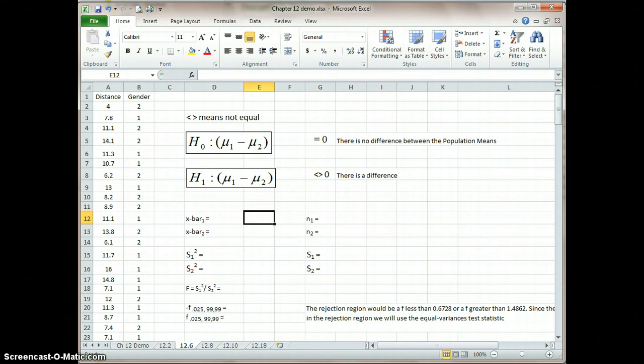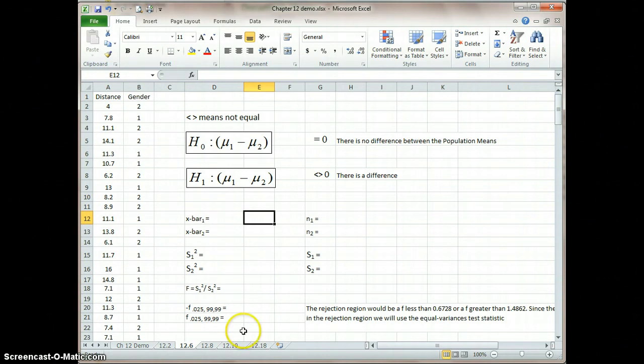The distances in thousands of miles are stored in column 1, and then in column 2 it's identified whether they're 1 male or 2 female. And so the first question we're trying to answer is, can we conclude that male and female drivers differ in the number of miles driven per year?